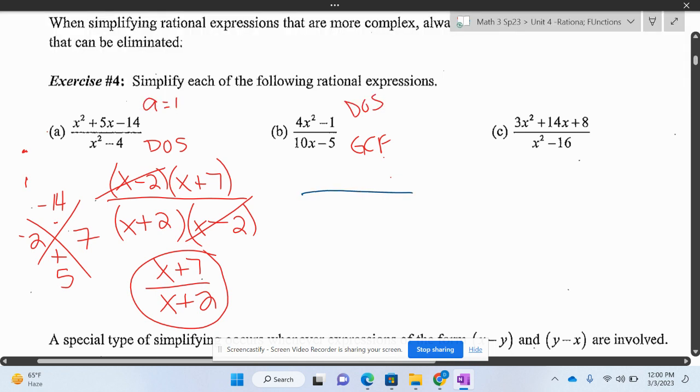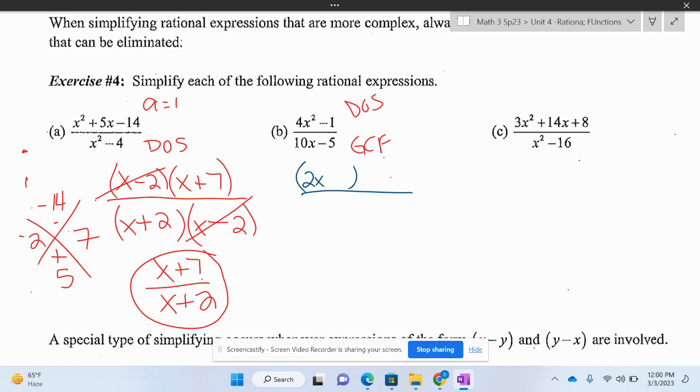What's the square root of 4x squared? 2x. So I have 2x and 2x leading both of my binomials. What's the square root of 1? 1. So I have 2x plus 1, 2x minus 1. It doesn't make a difference which one you put as plus and which one you put as minus.